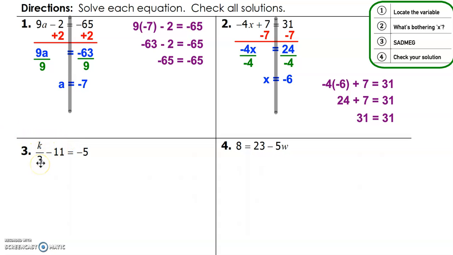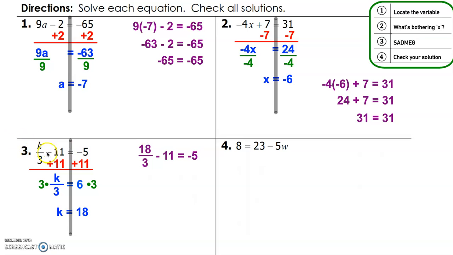Here, I have k divided by 3 minus 11 equals negative 5. Separate that equation into my left and right side through the equal sign. I know I need to get rid of the 11 first by adding 11 to both sides. That's going to leave me with k divided by 3 on the left, and negative 5 plus 11 is positive 6. Now notice I need to get rid of division. The inverse operation of division is multiplication. So I multiply by 3 on both sides, and that leaves me with k on the left, and 6 times 3 gives me 18. To check my work, 18 goes in place for k, so 18 over 3 minus 11 should equal negative 5. So 18 divided by 3 is 6. 6 minus 11 is negative 5.